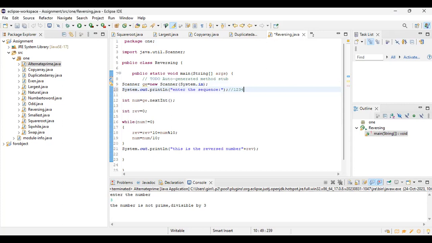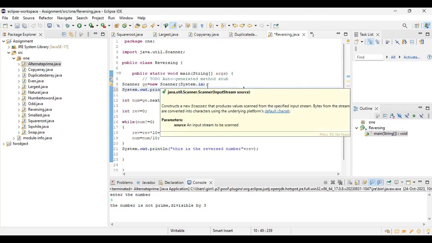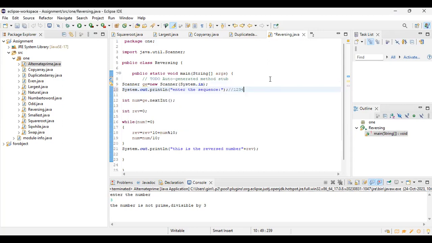For giving the input, I have to use Scanner, with the object name GE, which is equal to new Scanner(System.in). And whenever I'm going to get the input, I have to use the import for java.util. So when I click here, I can accept this particular syntax.